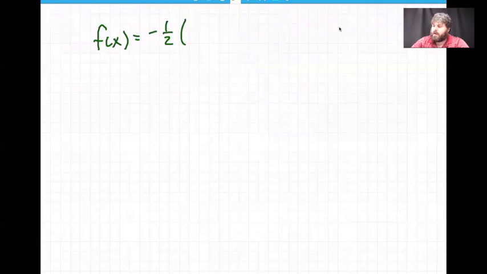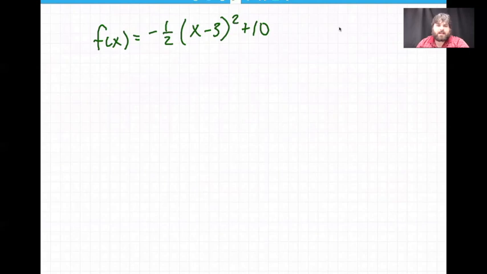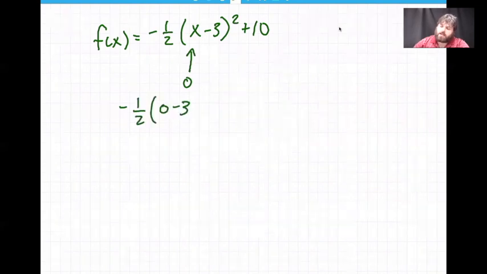Let's look at an example here. Let's say we have f of x equals -1/2 times x minus 3 squared plus 10. Here's how this works. Basically, all you have to remember is the same way we did it in standard form. What's the easiest number to plug in for x? Last time we plugged in a 0, so let's see what happens when I plug in a 0 for x: -1/2 times 0 minus 3 squared plus 10. To find the y value, I have to actually do a lot of work here. I have to subtract, and that gives me -3.